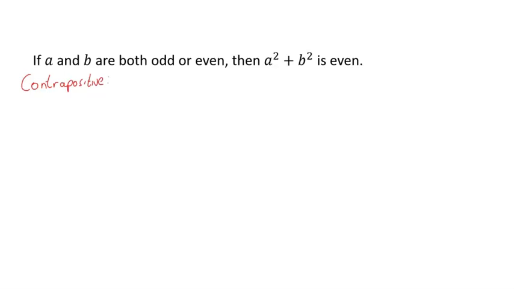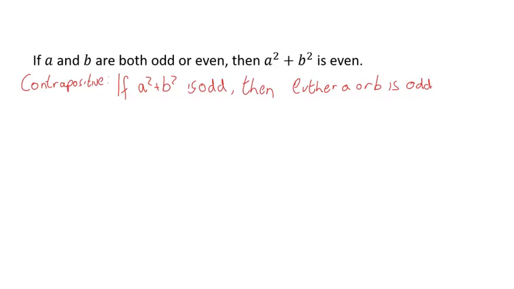So in this case, the if not q would be if a squared plus b squared is odd, then, and now we have to look at the if not p part. If a and b are both odd or even was the original statement, this would then be saying either a or b is odd. So that means only one of them can be odd, meaning the other one has to be even. So let's take two generic numbers a and b in the correct format and let's see how it works.